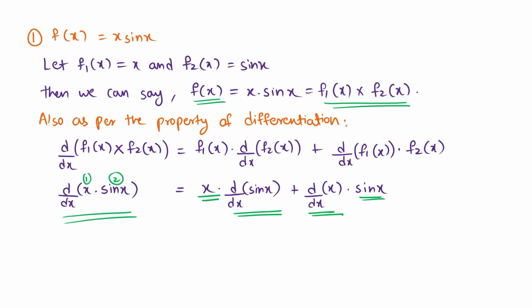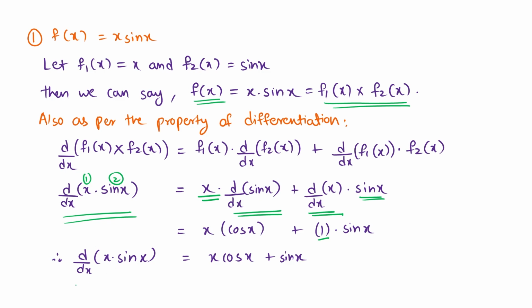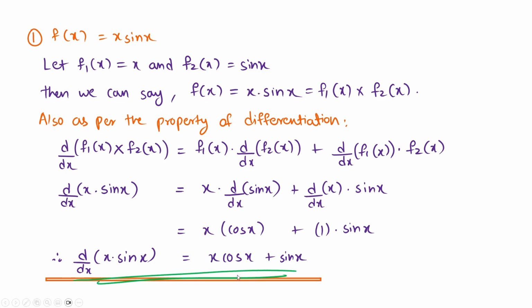अगर हम इसे आगे सॉल्व करें, so x as it is रहेगा, d by dx of sin x comes out to be cos x, which is known to us, plus d by dx of x is 1 and sin x as it is रहेगा. So हमें जो resultant equation मिलेगा, that is the derivative of our first term, that is x sin x का derivative comes out to be x cos x plus sin x. So this is the final value which we were required to calculate, that is the differentiation of our function x into sin x, which comes out to be x cos x plus sin x.